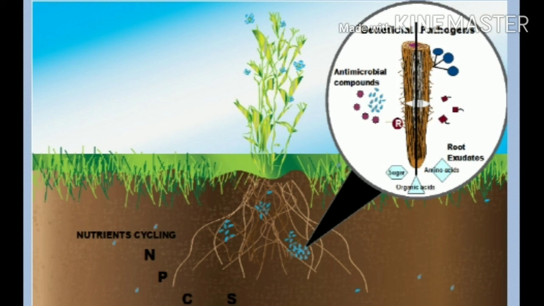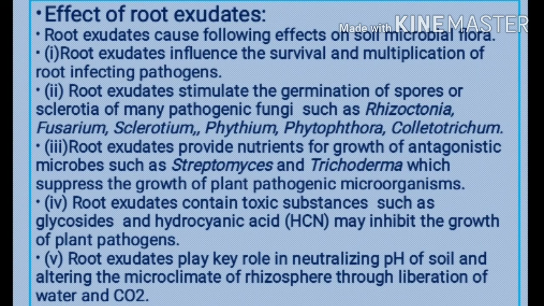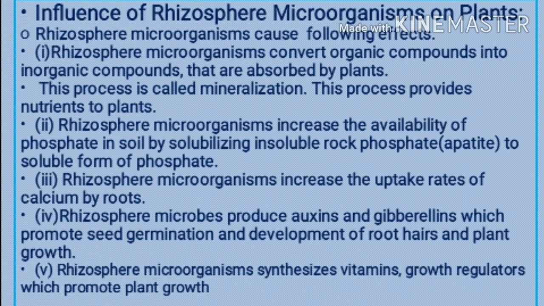Root exudates contain certain toxic substances such as glycosides and hydrocyanic acid, HCN, which inhibit the growth of plant pathogens, which inhibit the phytopathogenic microorganisms and protect the plants. Root exudates play a key role in neutralizing the pH of the soil and they alter the microclimate of the rhizosphere by releasing water and CO2.